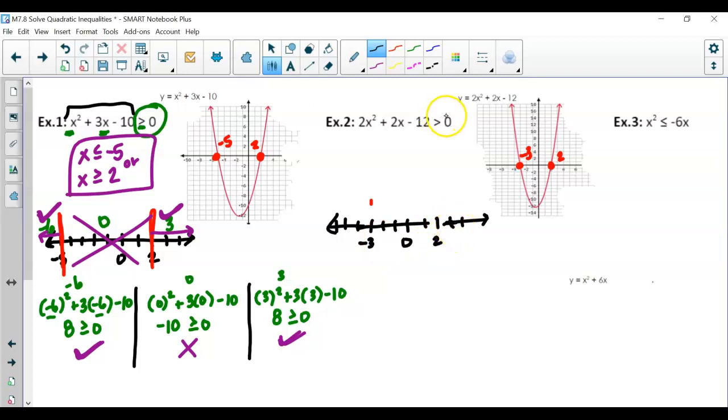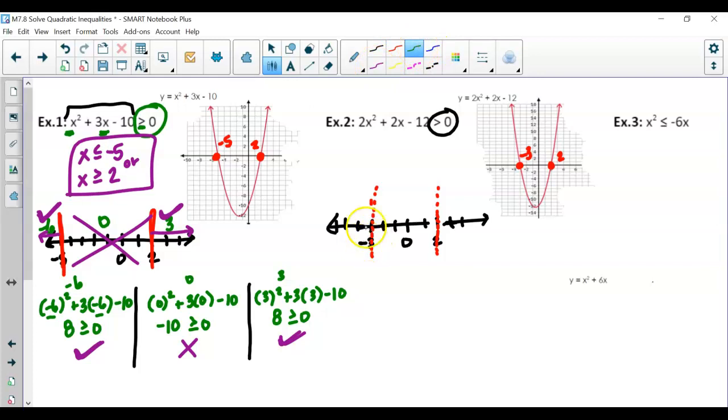Notice, now we're just doing strictly greater than. You see now the difference? So we're not including 0. There's no equal like before, greater than or equal to. This is just greater than. So we're going to draw a dotted line because now we're not including the values of negative 3 and 2. So keep it open.